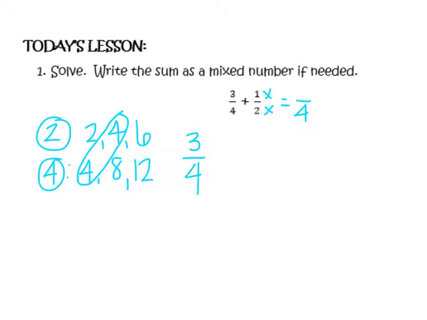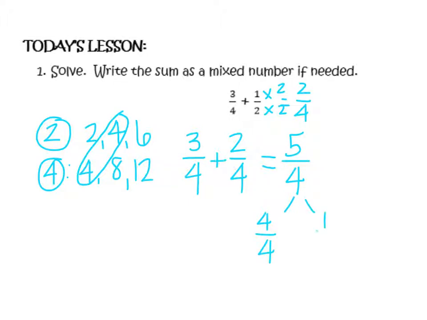The answer is 2. So I need to multiply the numerator by 2 as well, and I'll get 2/4. Now I have 3/4 plus 2/4. When I add the fractions, I get 5/4. Since it is an improper fraction, I need to change it to a mixed number. I can pull out 4/4, and then I will have 1/4 left over. So my answer is 1 1/4.